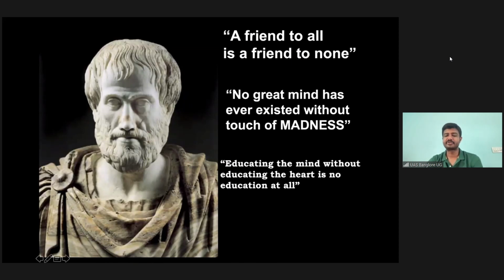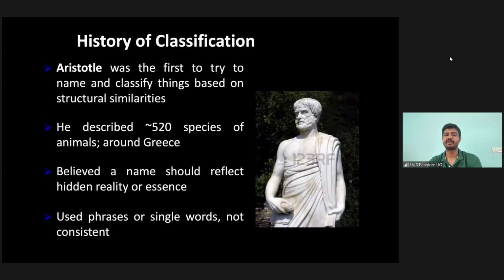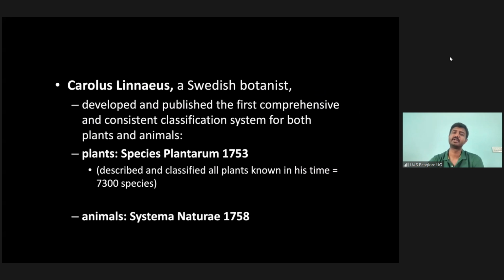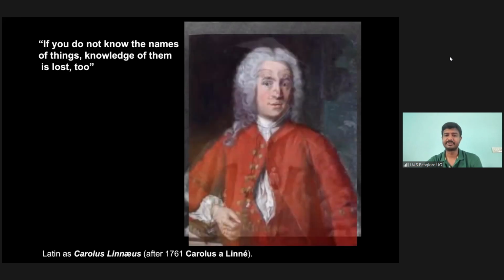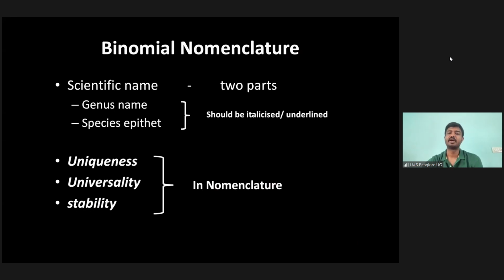And you know this person, Aristotle. His contribution: he is one of the first persons to start describing species. Then come the contributions made by Linnaeus. Systema Naturae, one of the milestones in the entire world, the 10th volume of 1758, was published, where plants and animals are given names according to a set of rules and regulations that we follow. This is Linnaeus. We discussed a lot about him, and binomial nomenclature: genus name, species name. And you know why we need nomenclature: uniqueness, universality, and stability.